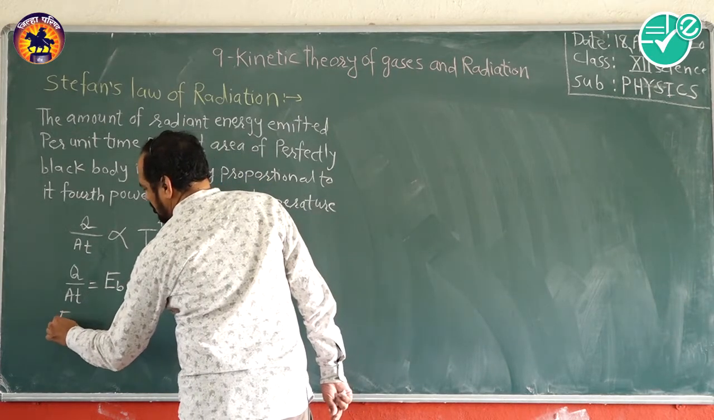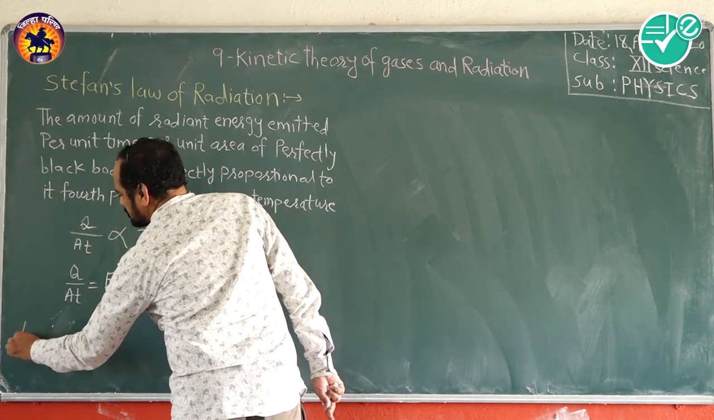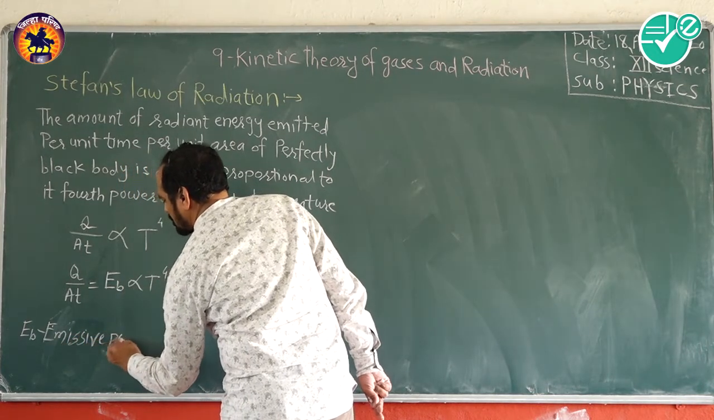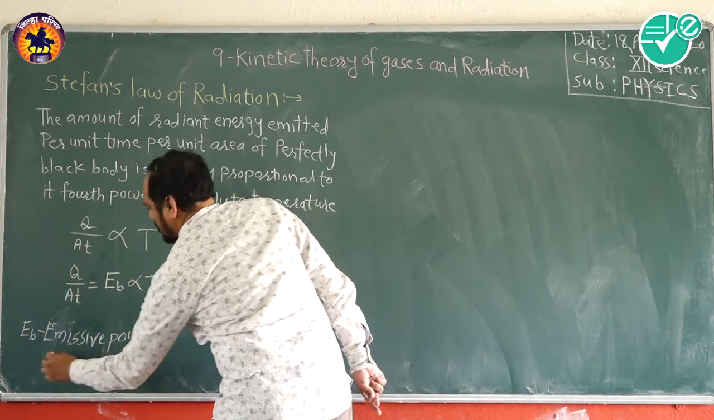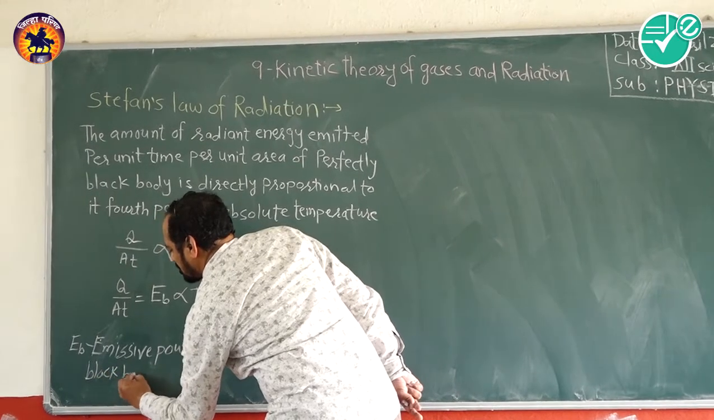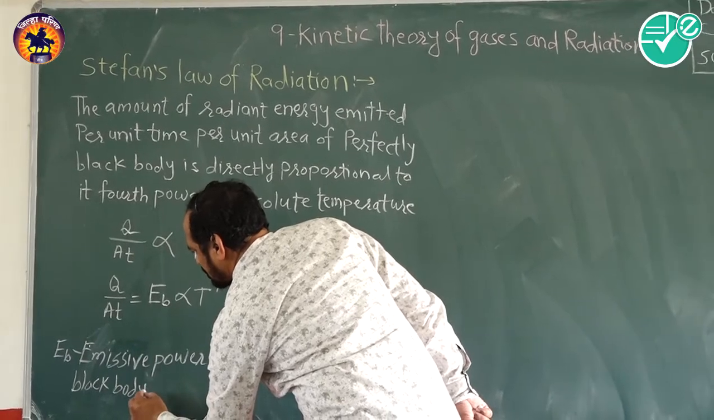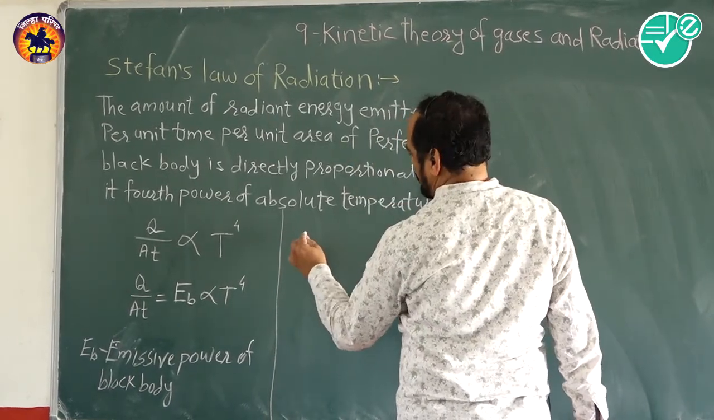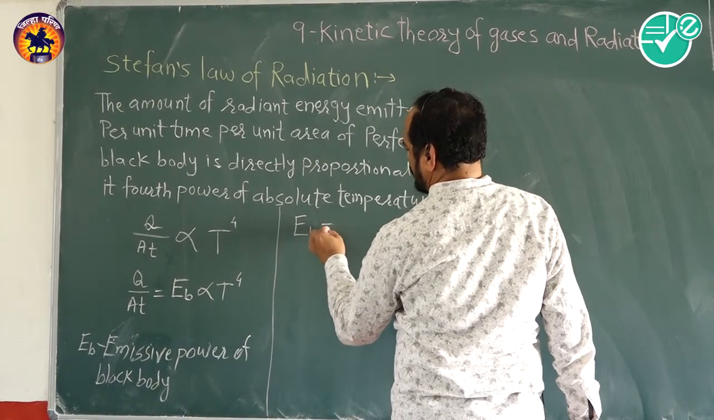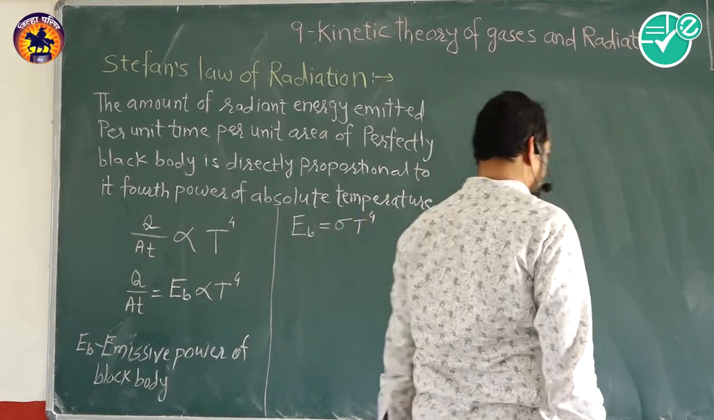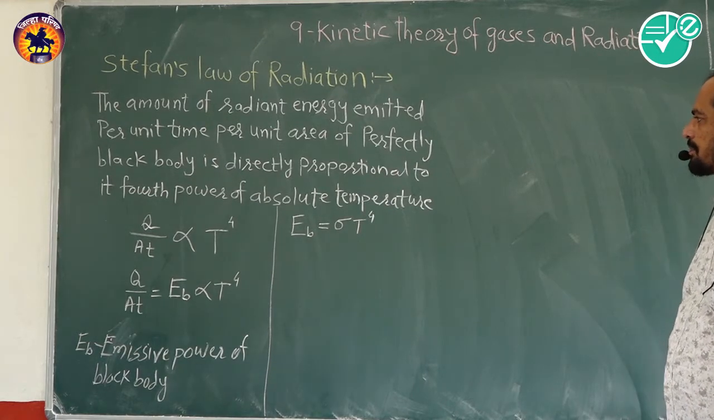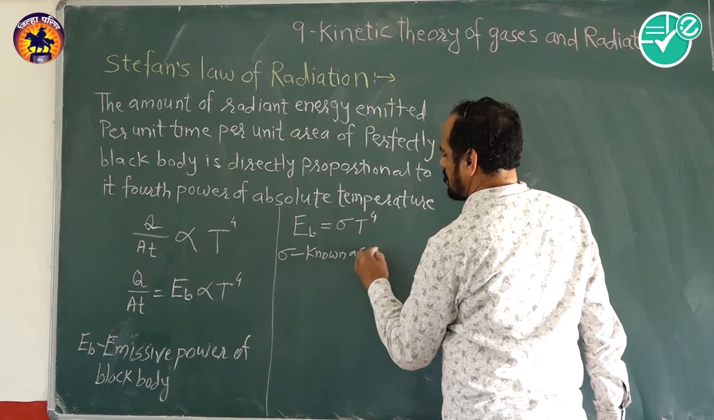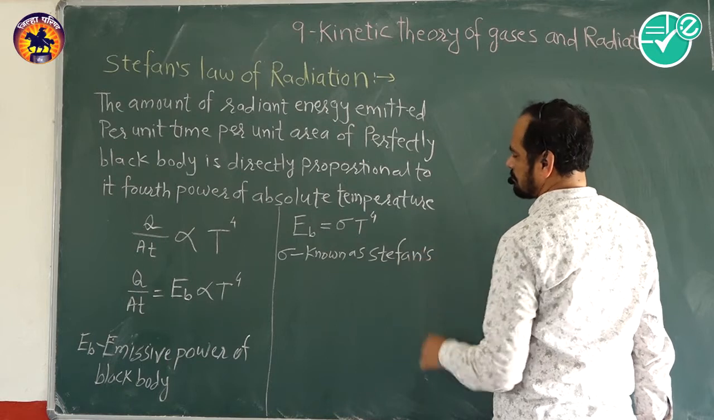Or we can write here EB, it is the emissive power of a perfectly black body. Now we can write this equation as EB equal to sigma into T to the power of 4, the fourth power of the absolute temperature, capital T, where this sigma is known as Stefan's constant.